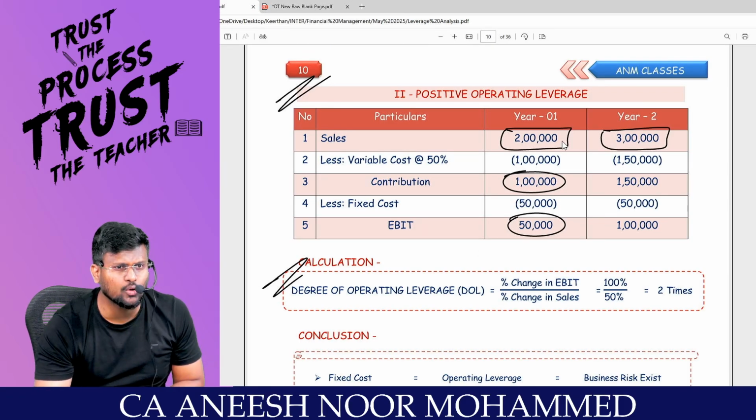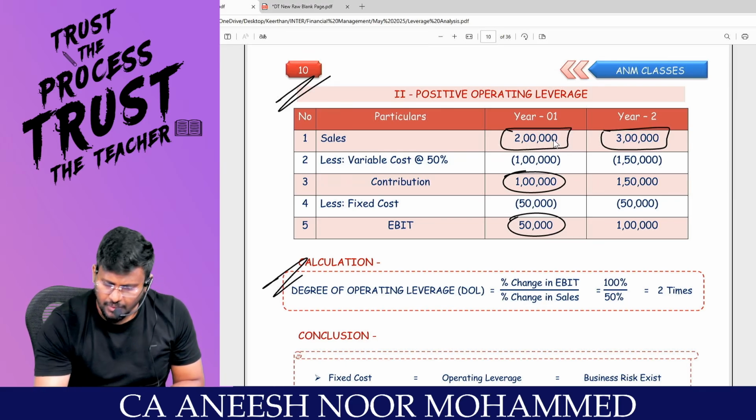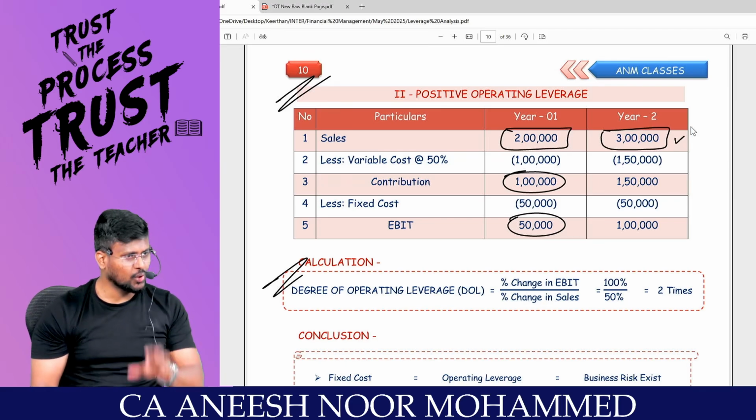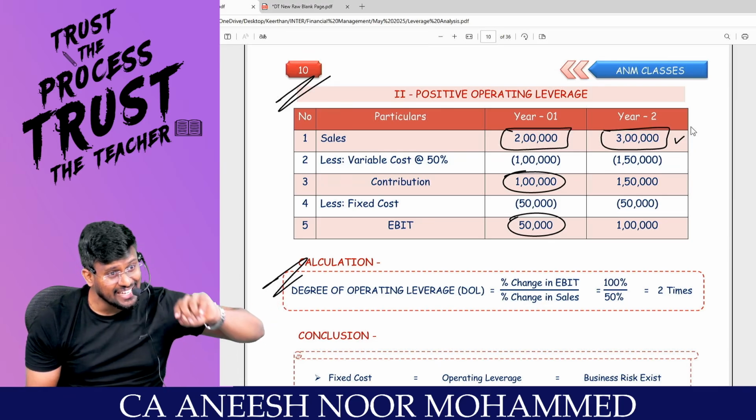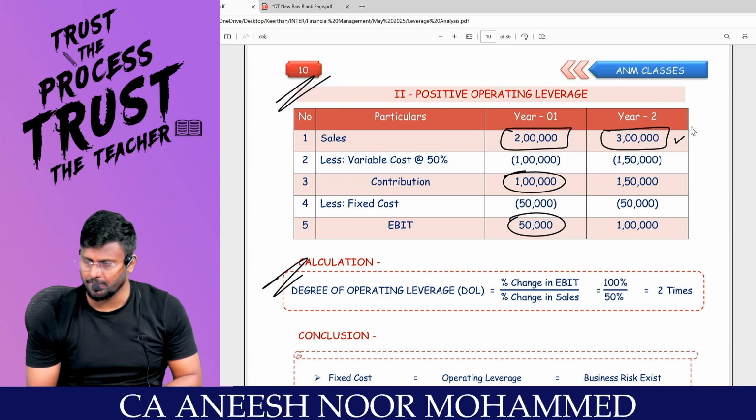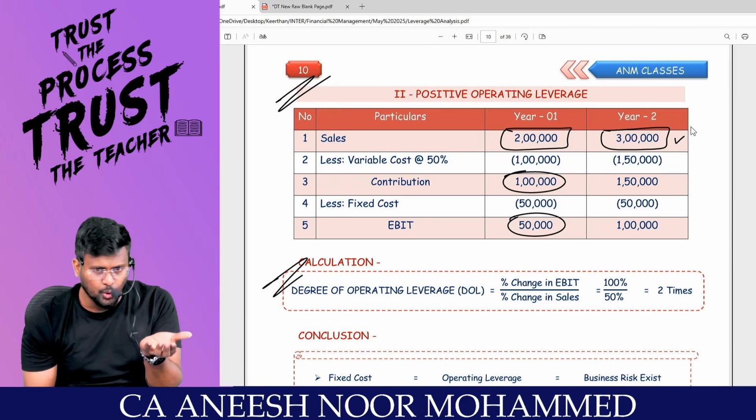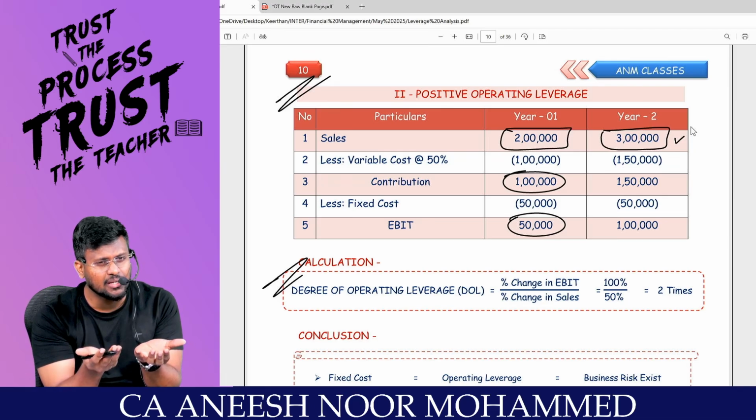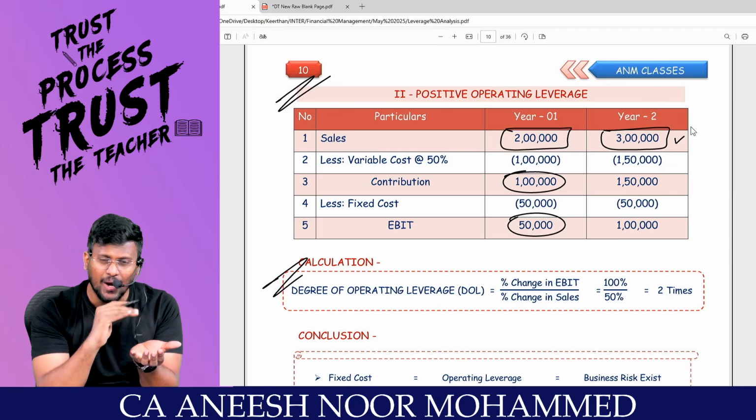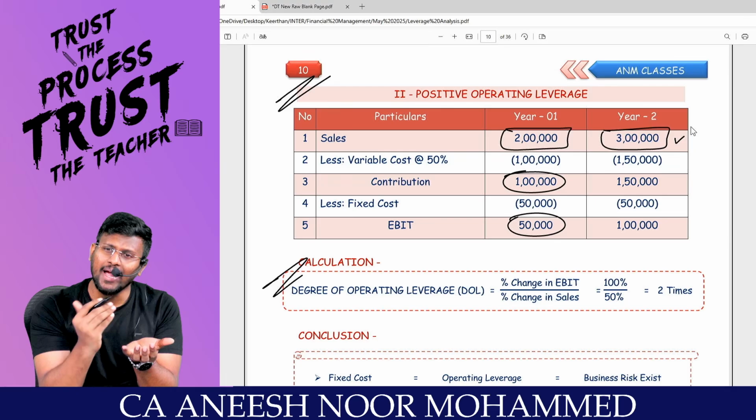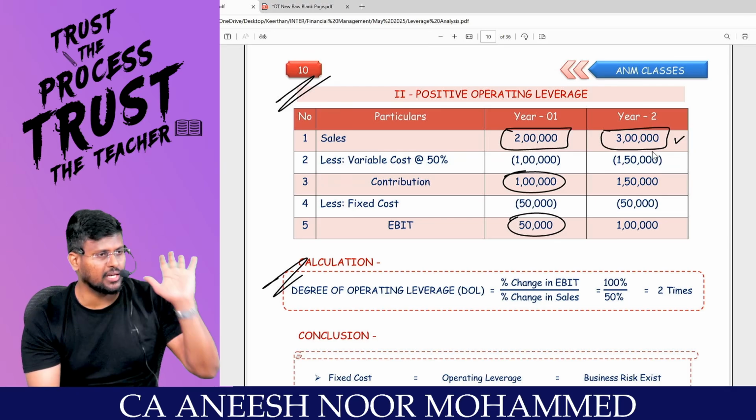You just go here. What is the 50% of 2 lakh? 1 lakh. 2 lakh plus 1 lakh, that's a new sale. So the increase percentage change is how much percent? 50%. You are already having 2 lakh rupees sale. How much increased? 50%. What is the 50% of 2 lakh? 2 lakh plus 1 lakh, that is a new sale, 3 lakh.